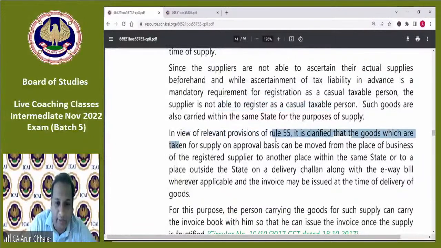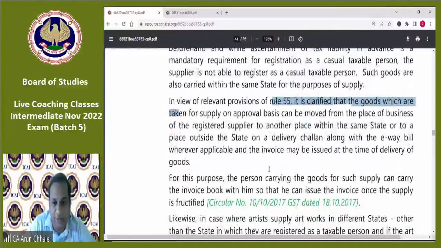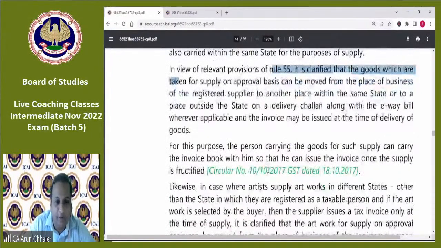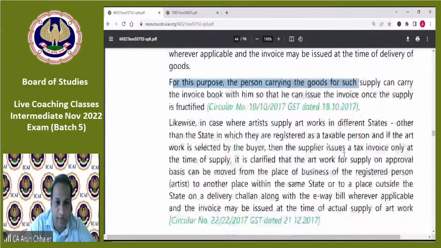In view of the relevant provision of Rule 55, it is clarified that goods which are taken for supply on approval basis can be moved from the place of business of the registered supplier to another place within the same state or to a place outside the state on a delivery challan along with the e-way bill wherever applicable, and the invoice may be issued at a later date. For this purpose, the person carrying the goods for supply carries the invoice book with him.